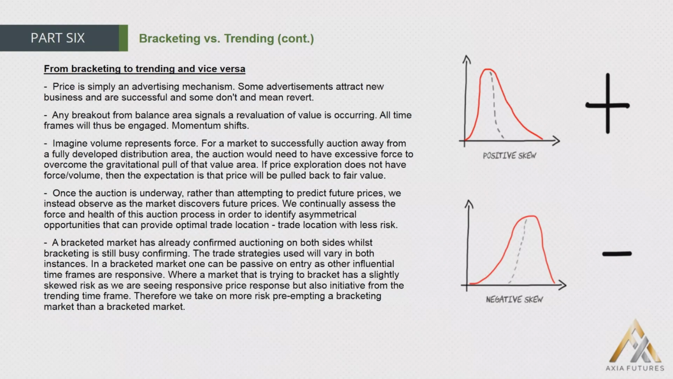Now, I'm sure you're well aware that markets don't just trend or bracket, and once they're done bracketing, they stop and then they start trending. It's all commingled, so it all occurs over time. Now, this is what we're going to talk about, is almost that transitioning between bracketing and trending markets. So straight away, remember, price is simply an advertising mechanism. We've spoken about this. We've spoken about the elements of price, time, and volume. Now, certain prices or advertisements attract new business, and sometimes they're successful at attracting new business, and sometimes they're awful at attracting new business.